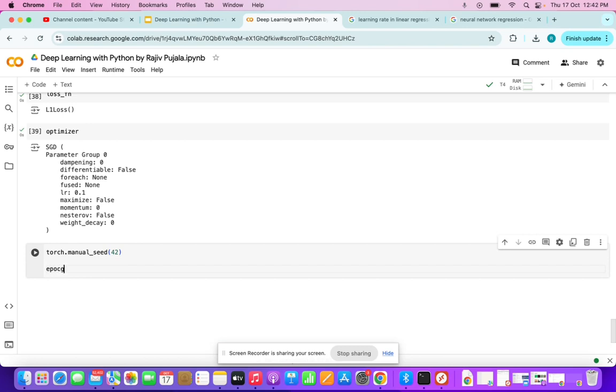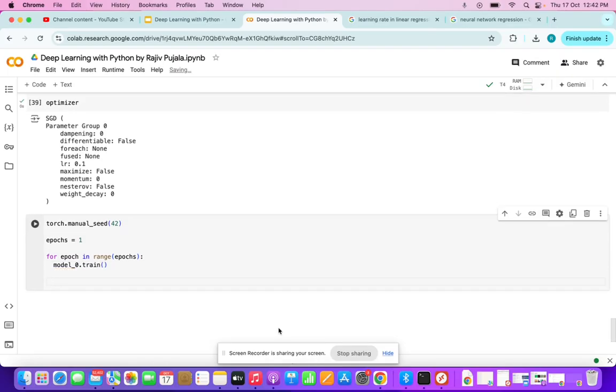I'm going to have a variable called epochs equal to 1. For epoch in range of epochs, I just want to loop this one. So let's train our model: model_0.train(). Let's start the prediction.